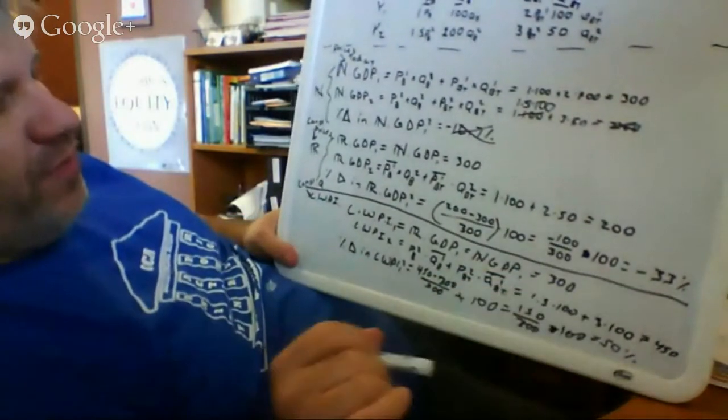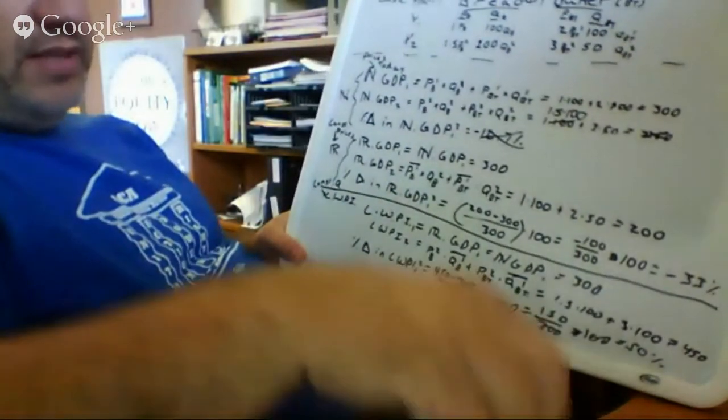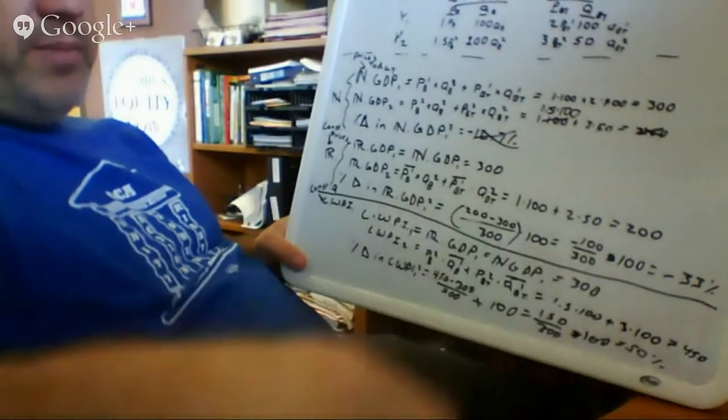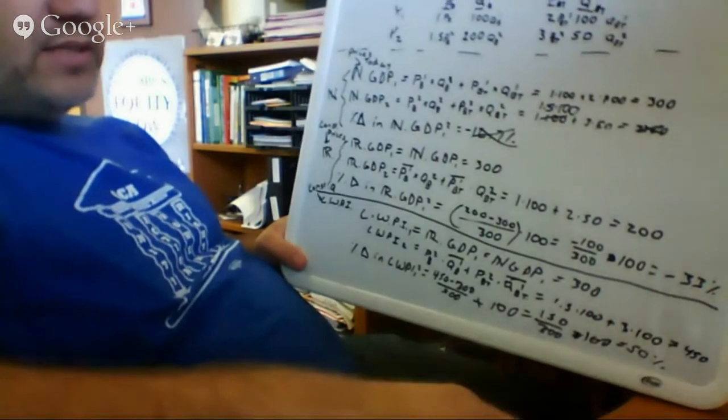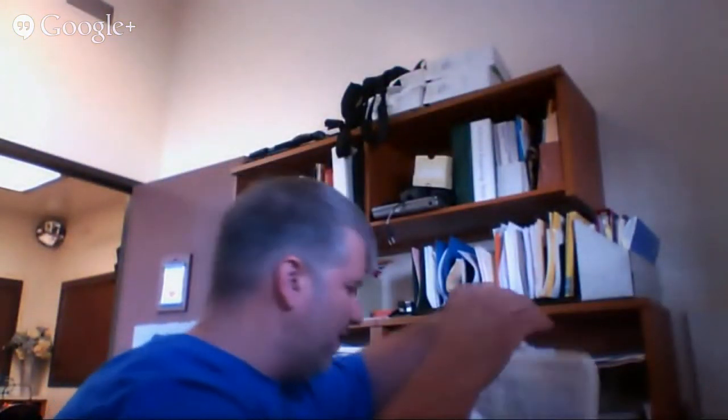So real GDP fell while prices went up by 50%, which means that if you're living in this economy, is this a crappy economy or an awesome economy? Send me that in an email as well for more extra credit. So anyway, that's a bunch of data. Hopefully that helps clarify how to calculate real and nominal GDP and what they are.